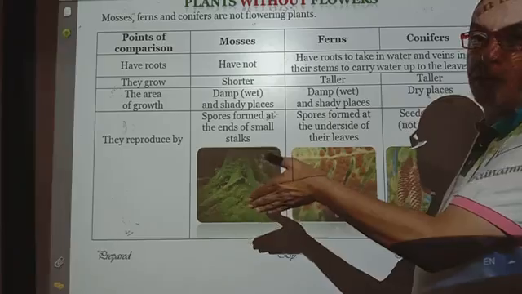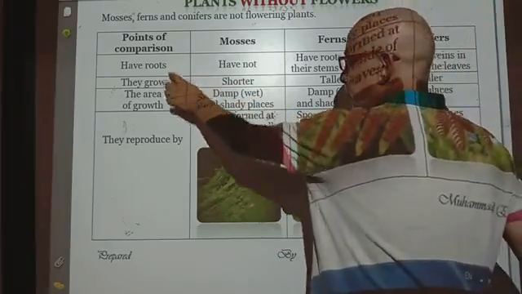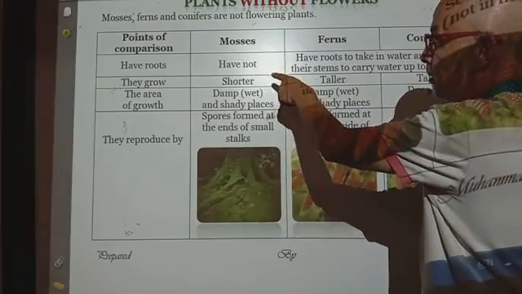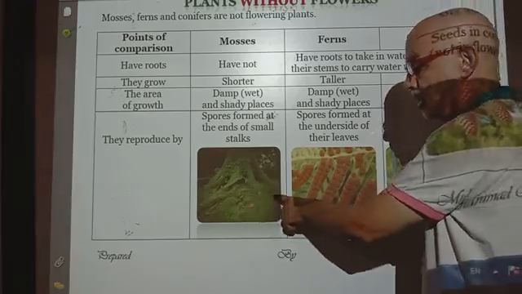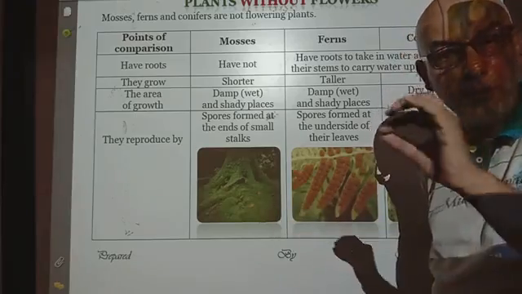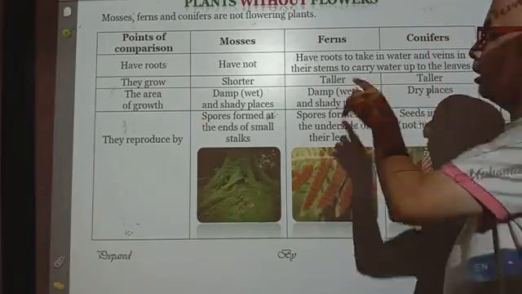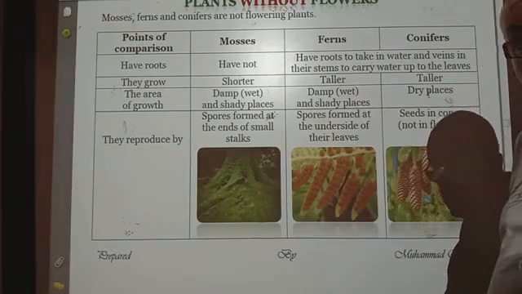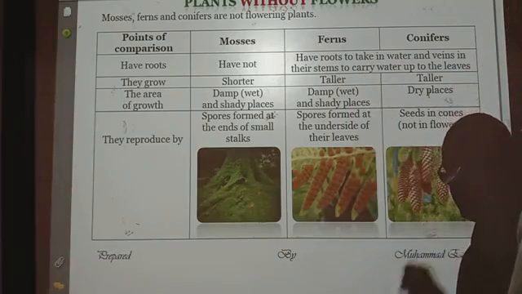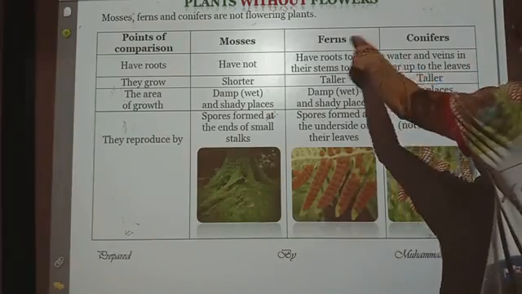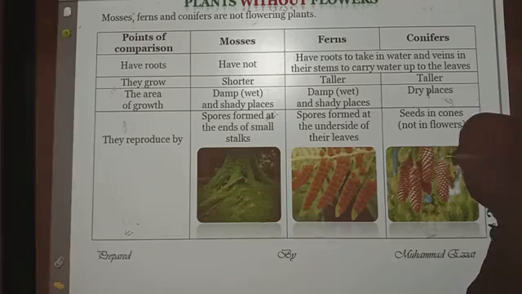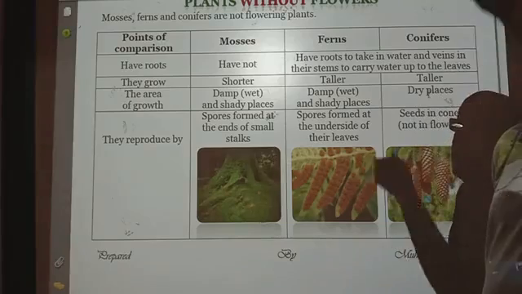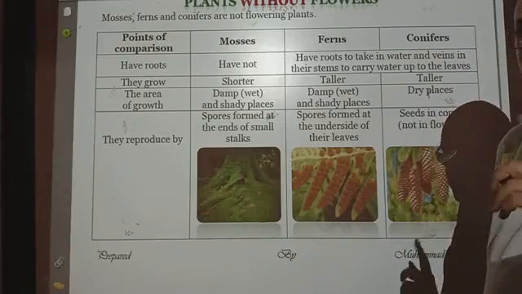Yes. What about the difference between them? Number one, do they have roots or not? Mosses, they don't have roots. They are existing like threads. But ferns and conifers, they have roots. Why? To take in water and minerals. Both conifers and ferns have roots to take in water and minerals or nutrients and transfer them to the stem. This is number one.